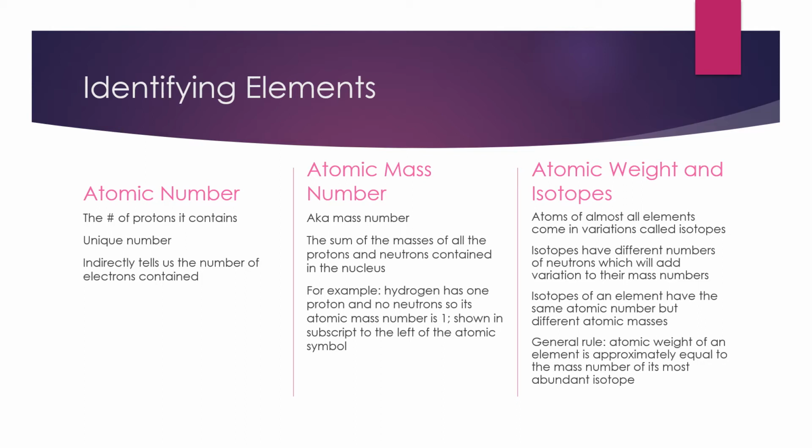Isotopes of an element have the same atomic number, so they have the same number of protons, but different atomic masses because they have a variable number of neutrons. As a general rule, the atomic weight of an element is approximately equal to the atomic mass number of its most abundant isotope. I know this is getting kind of confusing, but just try to stay with me here.